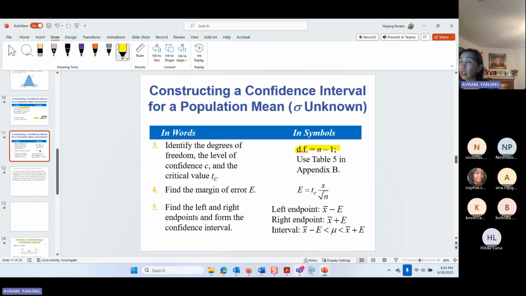And then you need to choose the degrees of freedom, which is n minus 1. So you can read the t sub c here. After you find the t sub c, you calculate the margin of error E, and then the interval will be x bar minus E and x bar plus E. So this is the same formula as in a T interval.